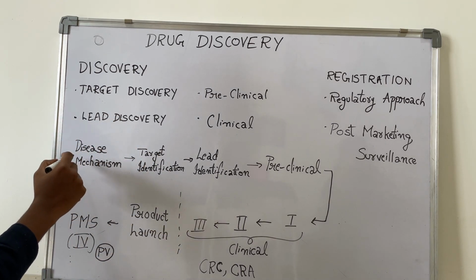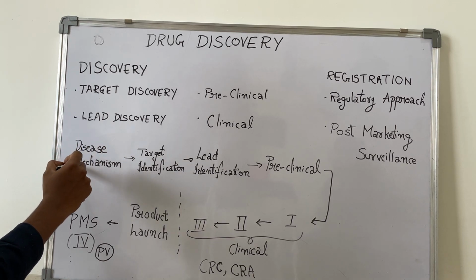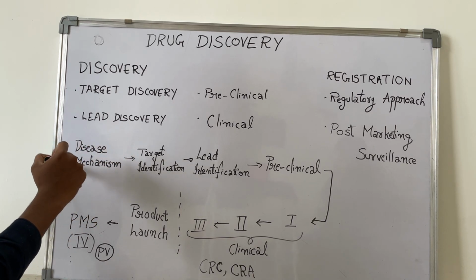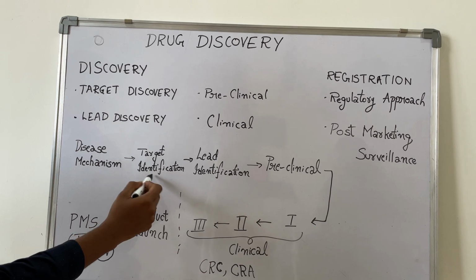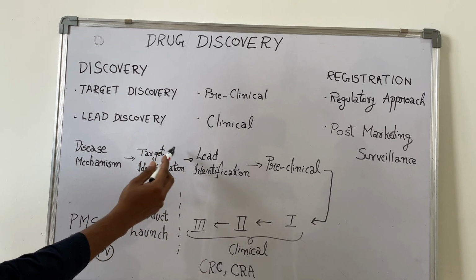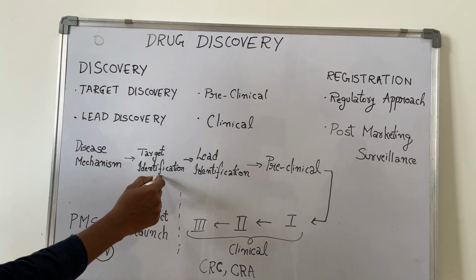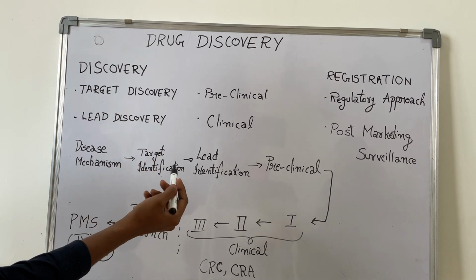The first thing that comes is the disease mechanism. First we should know clearly the disease mechanism. Once the disease mechanism is elucidated, then we will identify the target. This process is called target identification. Once we identify a target, the target will be validated. Once the target is validated, then comes the next step, testing different molecules that we have.